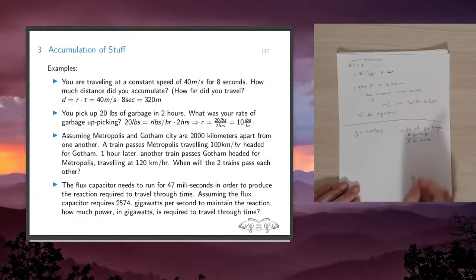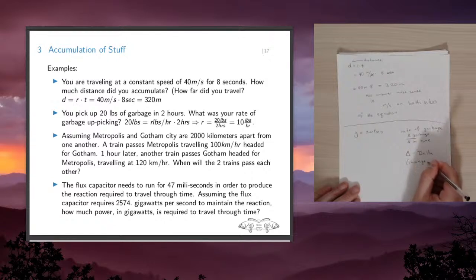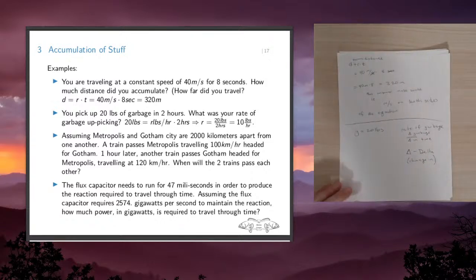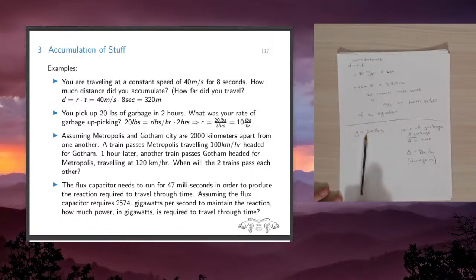Also, let's make a little side note here. The Greek delta means change in. So anytime we see delta, just think about the change in stuff. So for example, this is really our change of garbage, because originally we had no garbage, and then we picked up 20 pounds of it over the course of 2 hours. So we know our time is 2 hours.